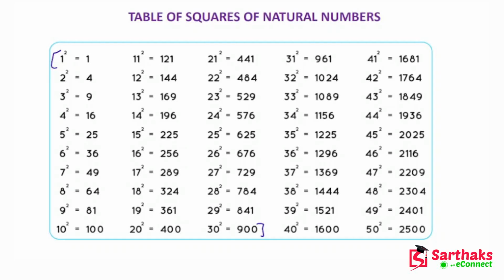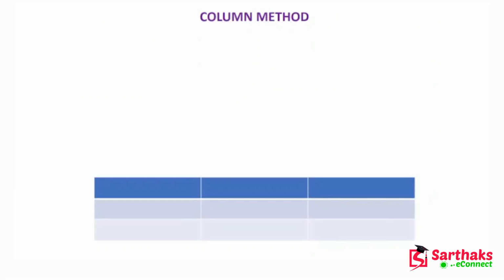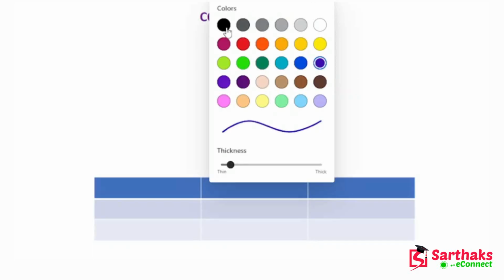Now let us start with the first method. This method is called the column method. This is very easy and it is just a 4-step method which helps you calculate the square of 2-digit numbers. Okay, so let me introduce the method. Let us talk about the working principle.